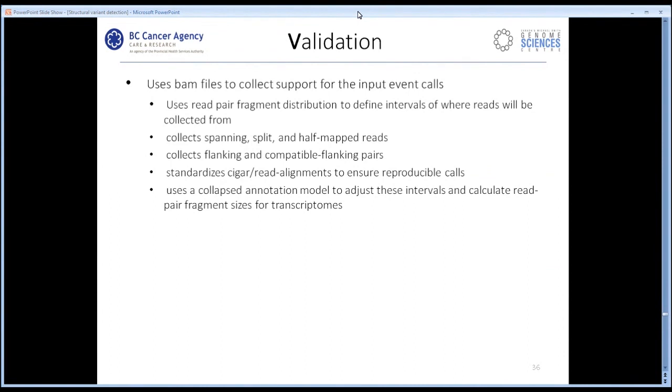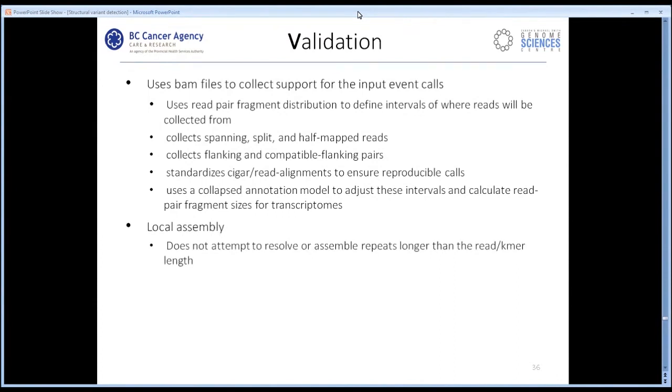We collect spanning reads, split reads, and half-mapped reads, as well as flanking and compatible flanking pairs for our evidence gathering, and we standardize the CIGAR and read alignments to ensure that we have reproducibility in our calls. We also use a collapsed annotation model so that we can calculate read fragment sizes for transcriptomes.